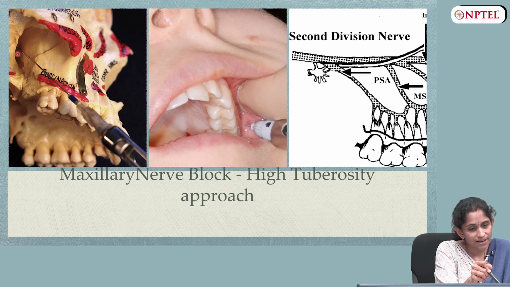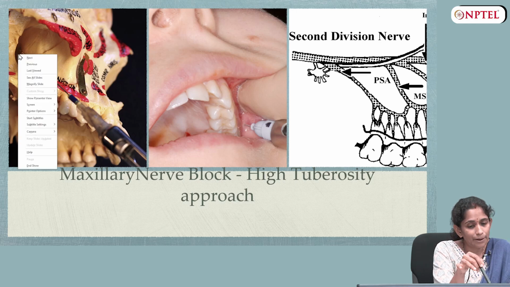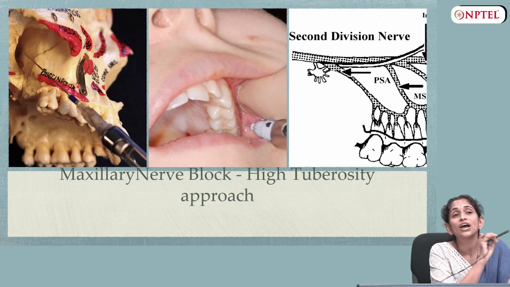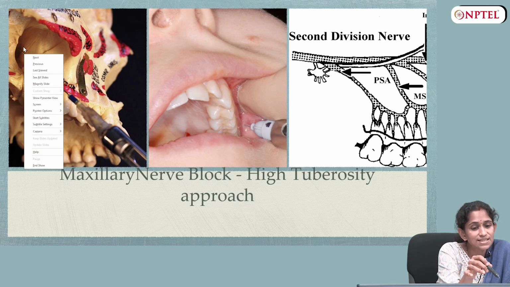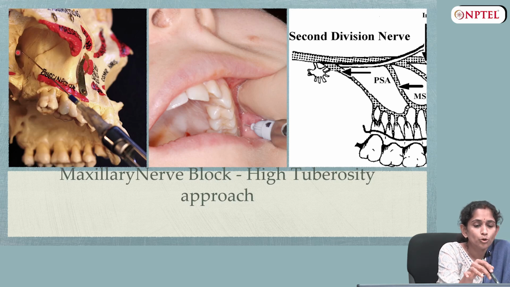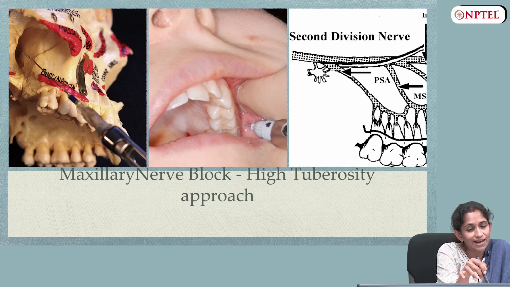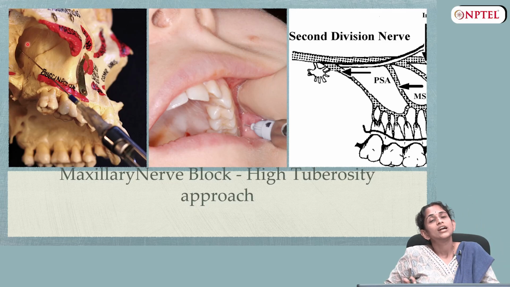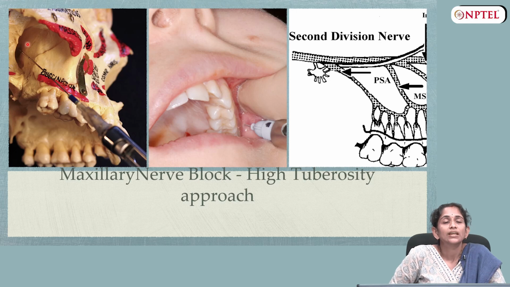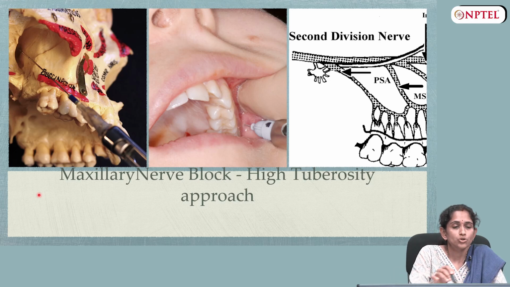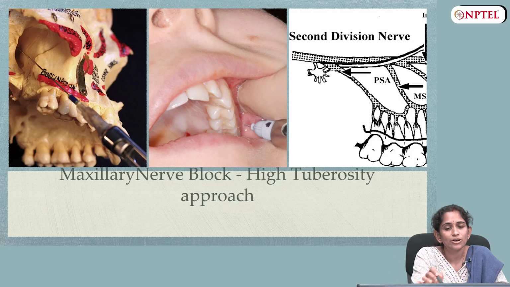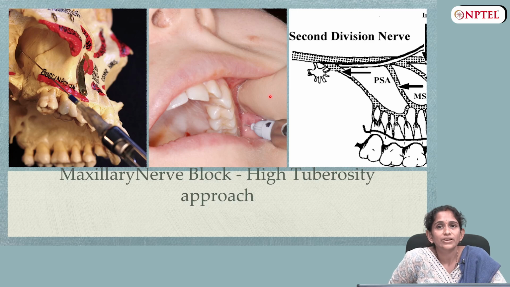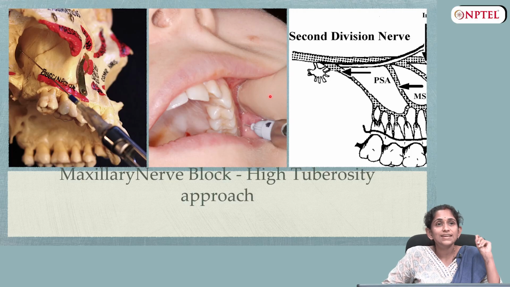Once you have reached this area, there is no bony landmark. We do not hit any bony landmark once we have inserted in the right place. Once more than 2/3 of the needle has gone in, we aspirate and then deposit the local anesthetic solution. The amount of solution that we need is 1.2 to 1.5 ml deposited in this area, and that is when all the branches of the maxillary nerve get anesthetized. So, this is the high tuberosity approach for maxillary nerve block.